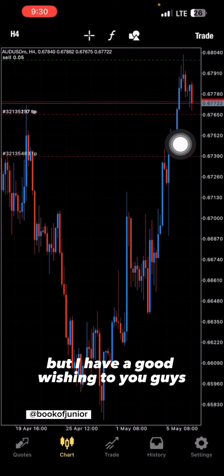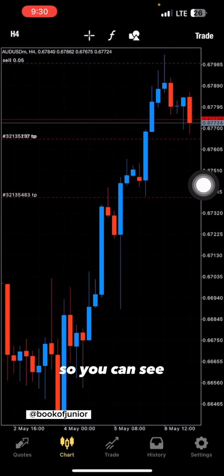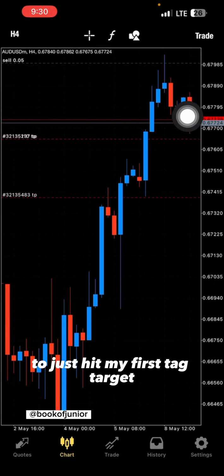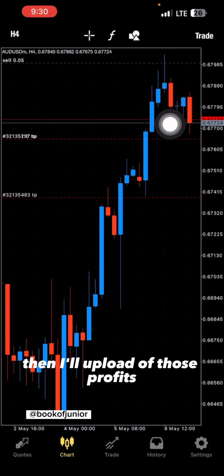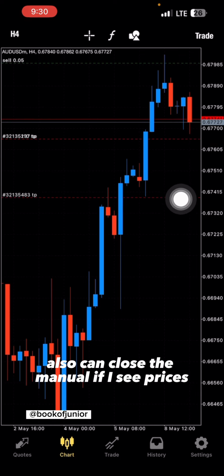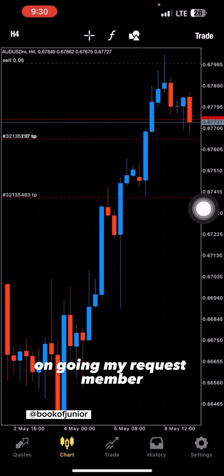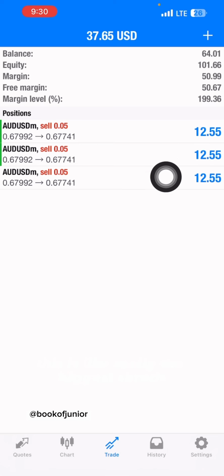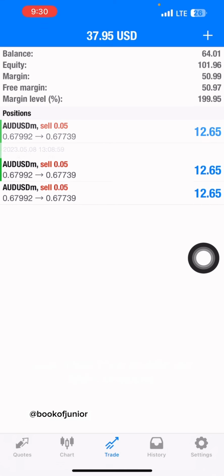I didn't measure it out, but I have a good risk to reward, guys. So you can see, I'm waiting now for price to just hit my first target. Then I'll close off those profits. But I also can close them manually if I see price is not going my way, because remember, I'm compounding and I've already made this. These are really the biggest trades now that I've made on this account.